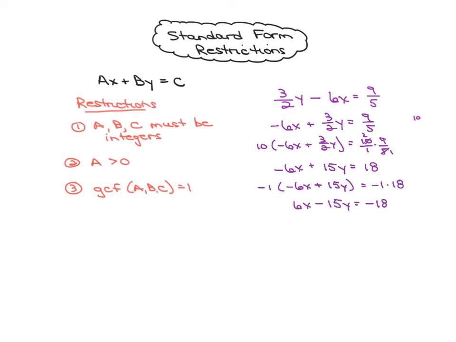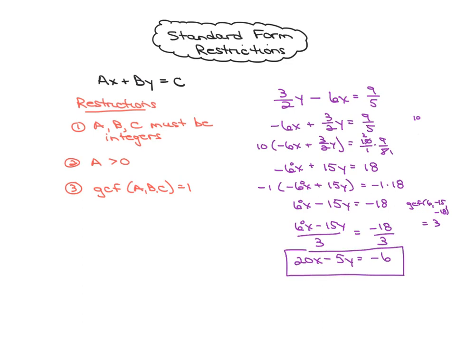Next, I'm looking at the GCF of 6, negative 15, and negative 18, and I see there is a greatest common factor, and that greatest common factor is 3. So I'm going to divide both sides of this equation by 3, and that will divide out that common factor. 6x divided by 3 is, you know what? I needed a 60, 60, 60. I hope you found that along the way. So 60x divided by 3 will be 20x minus 5y is equal to negative 6. And I'm done here. It follows all of the restrictions.